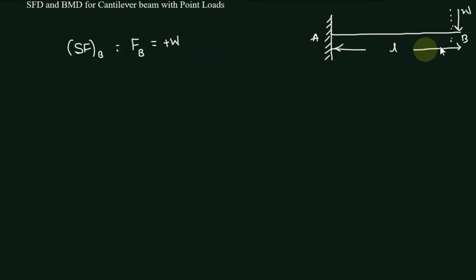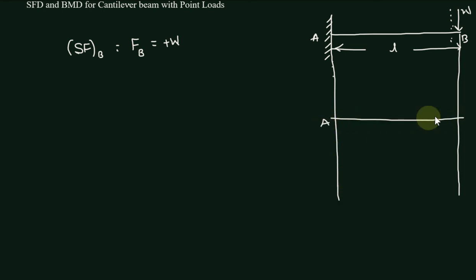If you see, there is no load between A and B, so that load will be continued till A. So let me draw the shear force diagram. Here I am extending these support lines. This is A, this is B. We have this shear force, positive W, and we do not have any load in between, so that load will be continued up to here. That is the shear force, and we say it is a positive shear force.